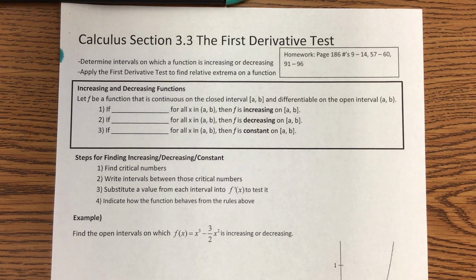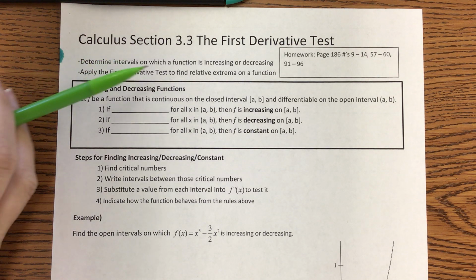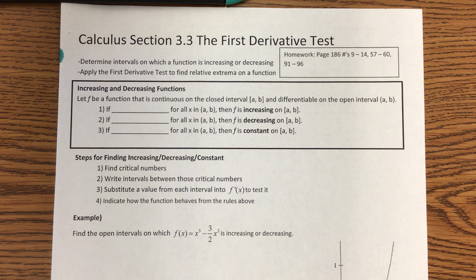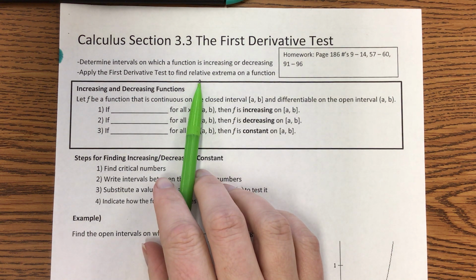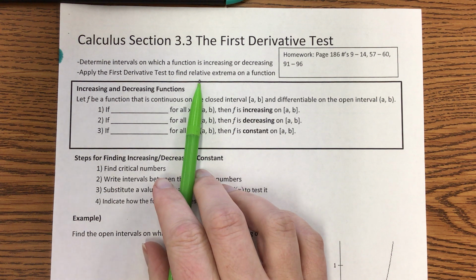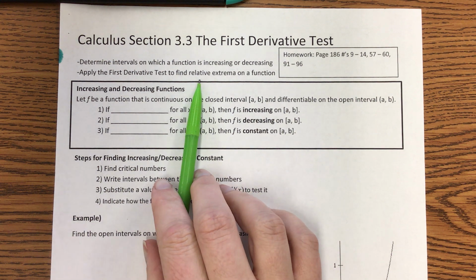The first derivative test is a way to determine intervals where a function is increasing or decreasing. We can use the first derivative test also to find relative extrema on a function. Let's remember that word, relative extrema. Relative means just within its area, is there a maximum or a minimum?